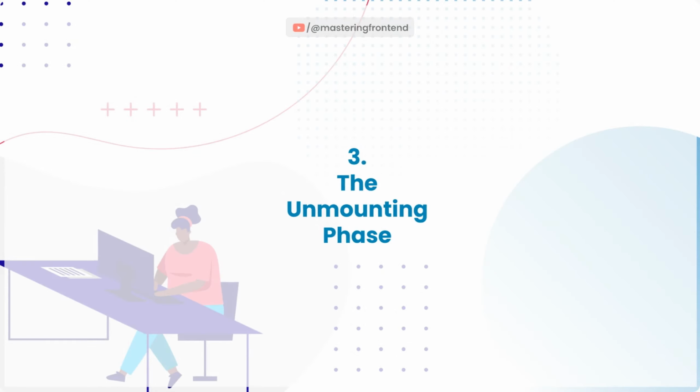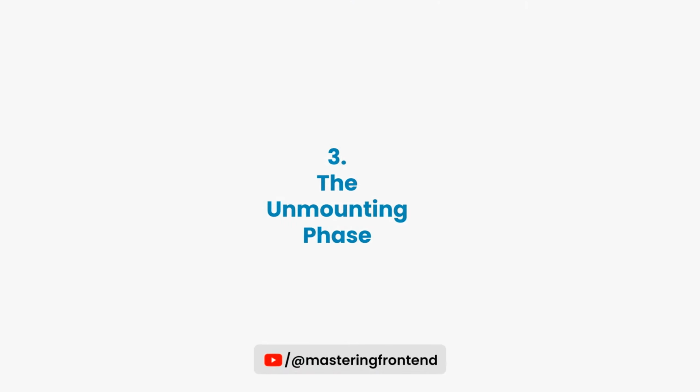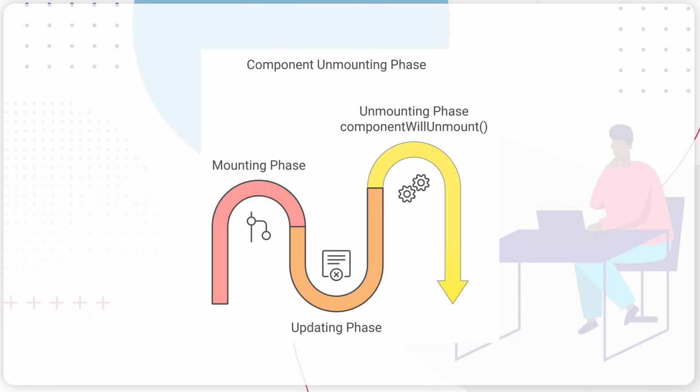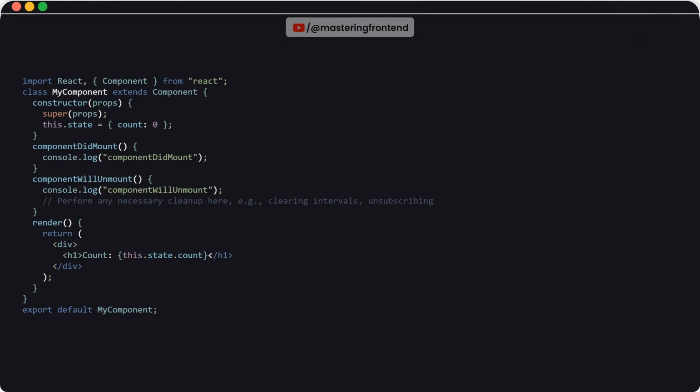Let's study unmounting phase in detail. The unmounting phase marks the end of a component's lifecycle, where it is removed from the DOM. Only one method is executed here. Let's see unmounting phase method using coding example.